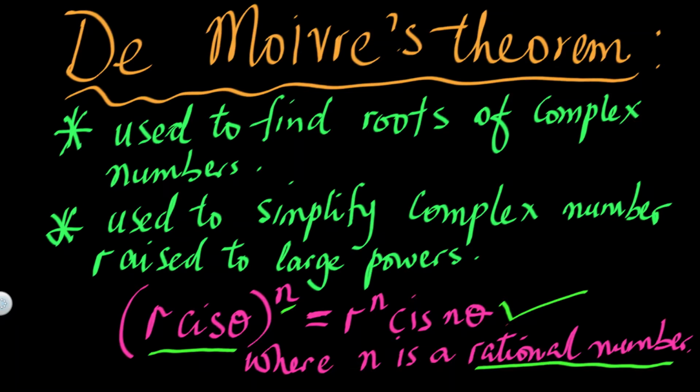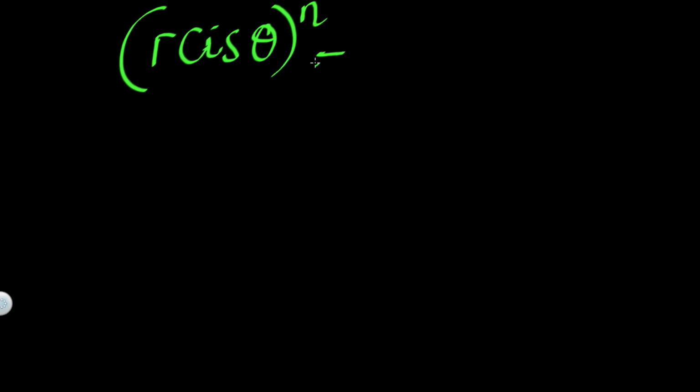Let me start by writing de Moivre's theorem itself. It says if you have r cis theta raised to the power of n, the answer is just r to the power of n cis n theta. So you take your r, which is your modulus, you raise it to the power of n, and your argument theta, you multiply it by n. That's what you do. A good example, as I said, you can use it to find the root of a complex number.